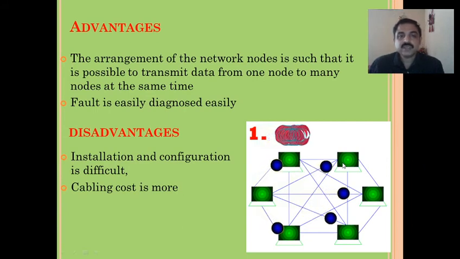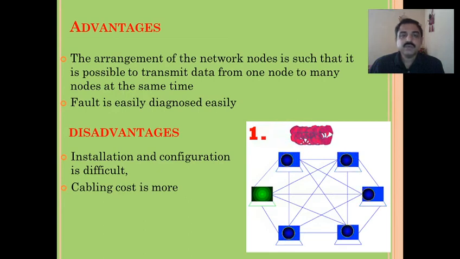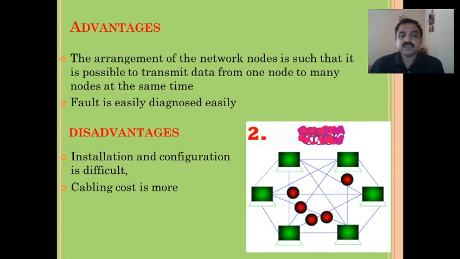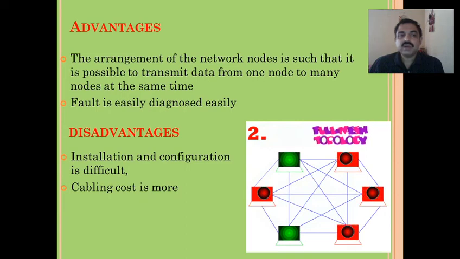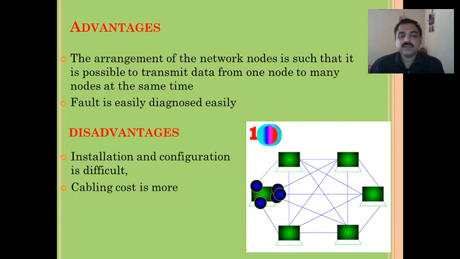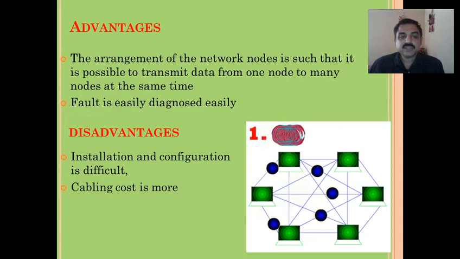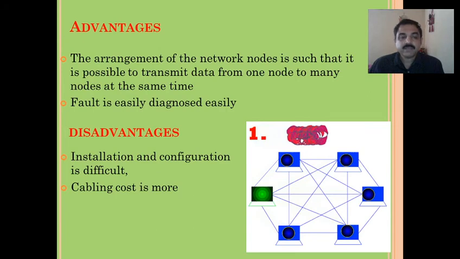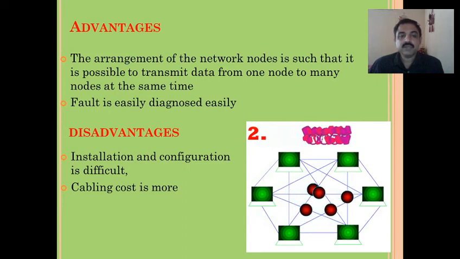The arrangement of the network nodes is such that it is possible to transmit data from one node to many nodes at the same time. This is the advantage of mesh topology. From one to many it is possible. Faults are diagnosed easily. So if any fault is there, it can be diagnosed easily. Disadvantages are that installation and configuration is difficult. It is difficult to install and configure, and here also you can see many cables are used, so the cabling cost is also more. Clear?